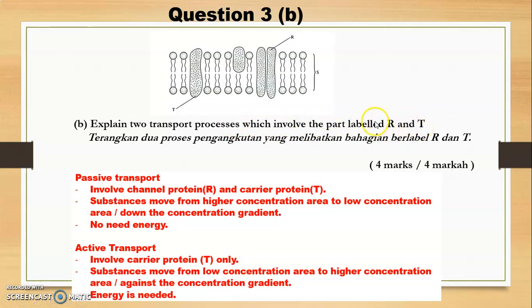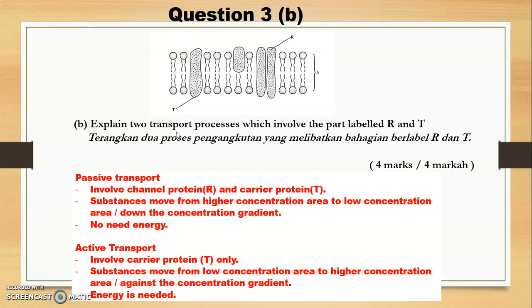Yeah, which involve the part labelled R and T. As I said before, R is referred to the channel protein, and T is referred to the carrier protein. So you have to explain two types of transport process. Please remember that transport process can be divided into two types. The bigger picture of the transport process is only two types. What are they? Passive transport and also active transport.